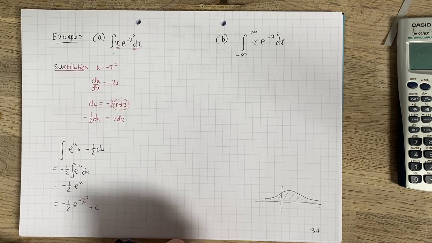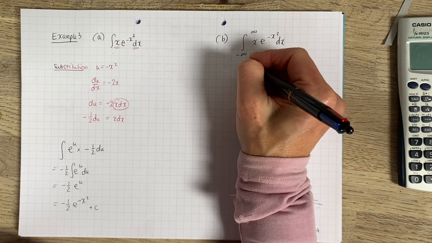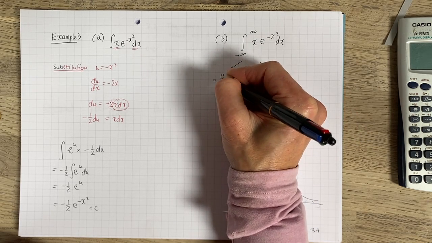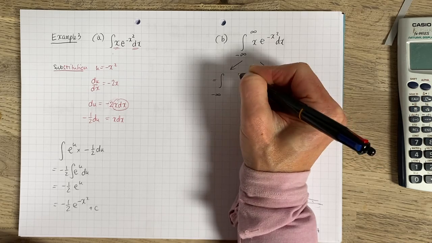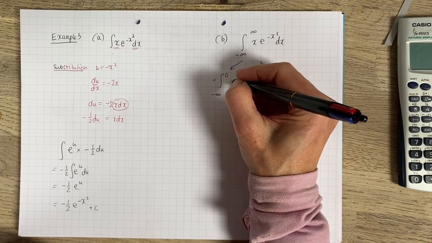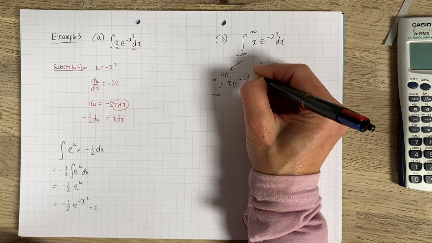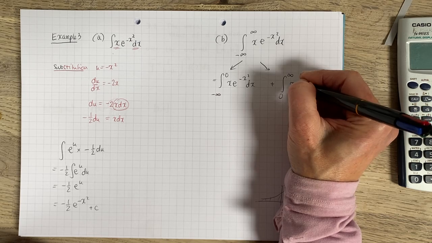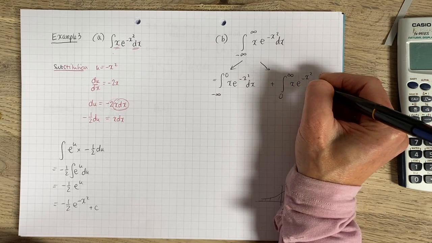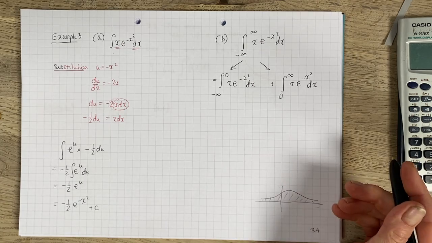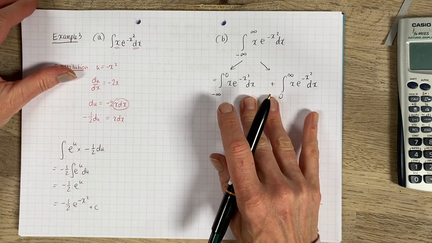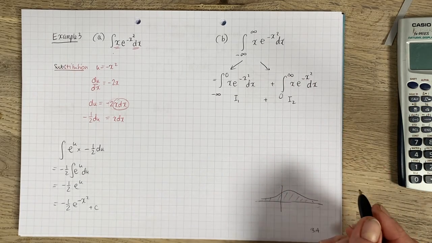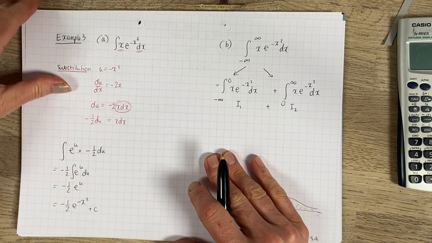Right, let's have a go at doing this. So we're going to split it into 2 integrals. We're going to consider it as minus infinity, let's stop at 0, the integral of xe to the power of minus x squared dx, and then from 0 to plus infinity. There you go. So I'm going to do those 2 separate ones. Let's call this one I1 and that's I2, and I'm going to come back to this page afterwards.